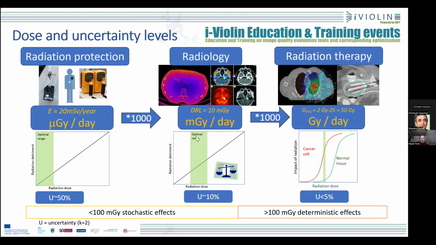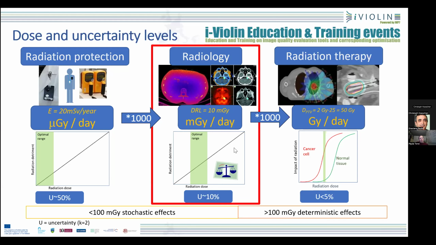Then when we go further and multiply our dose rate by 1000, we are at a level of grays per day. And this is what is happening in radiotherapy. So in the previous ones, we have less than 100 milligray, and we are really dealing with stochastic effects. But when we talk about radiation therapy and we have high doses, we already have deterministic effects. So the impact of radiation looks a little bit different as a function of dose. We want to have a very strictly defined dose to the cancer cells and avoid irradiating normal tissue. So there we have even more strict requirements for the uncertainties. But today we focus on radiology.